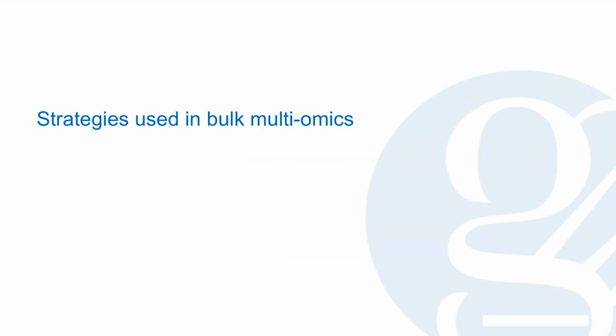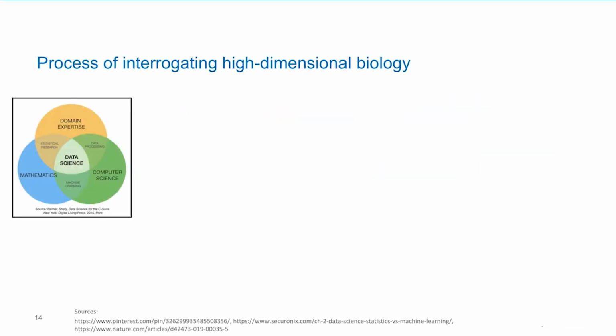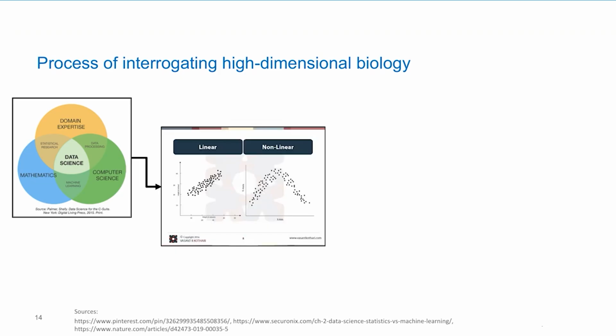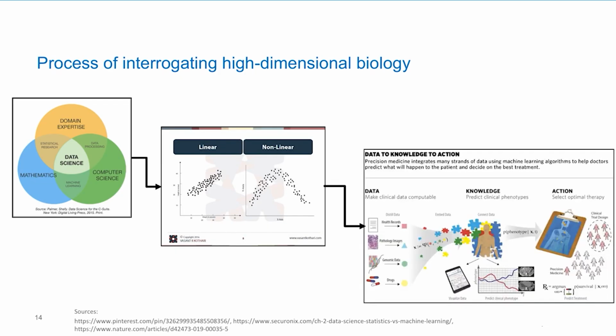Now let us try to understand the strategies employed or used in bulk multiomics. Let's run the processes used in interrogating high-dimensional biology. In my experience, this is not a simple task. It needs domain expertise, here biology of interest, statistics, mathematics, computer science, etc. Make use of all of them together to study the overall data property, structure, behavior, as you can see here, thus aiding us to gain enough knowledge to predict phenotypes and bring out potential future therapies.